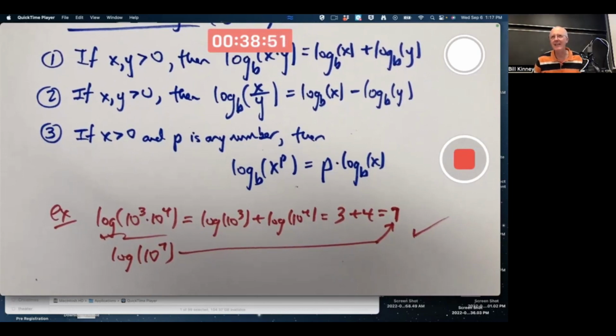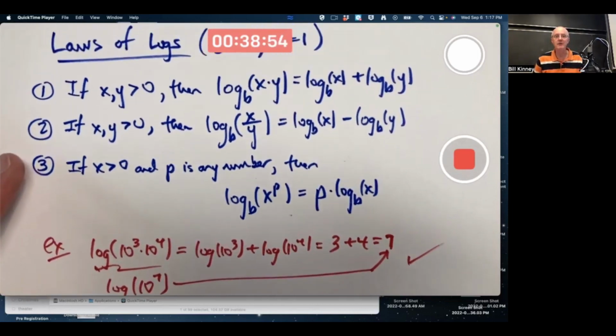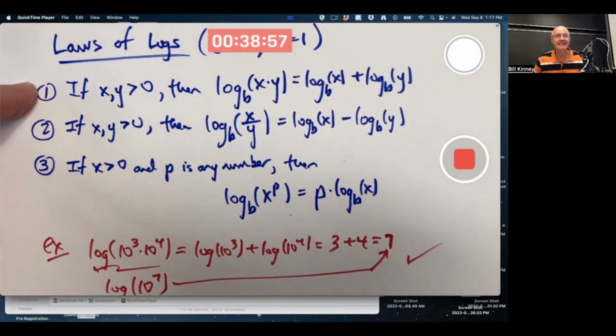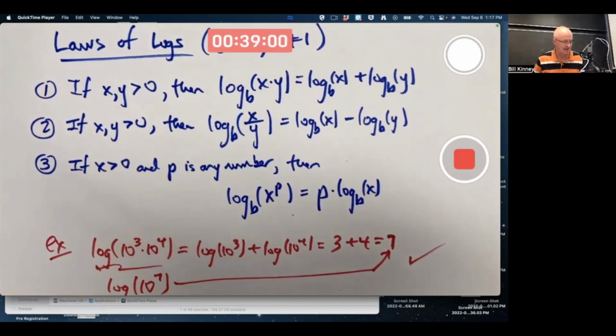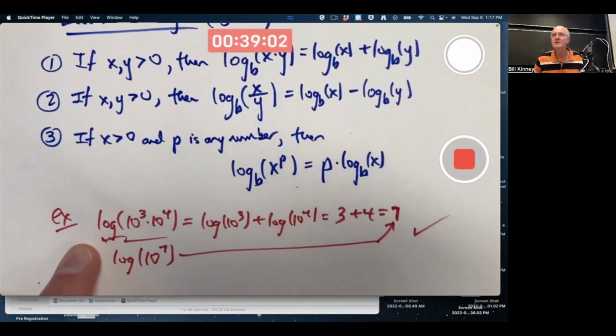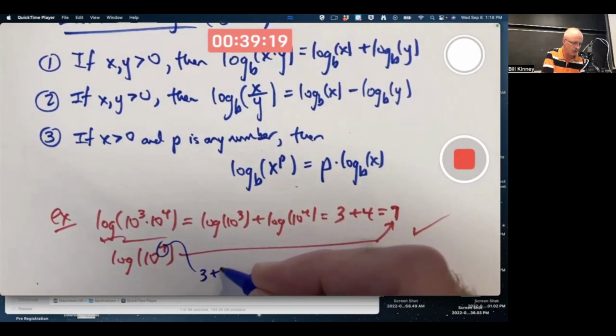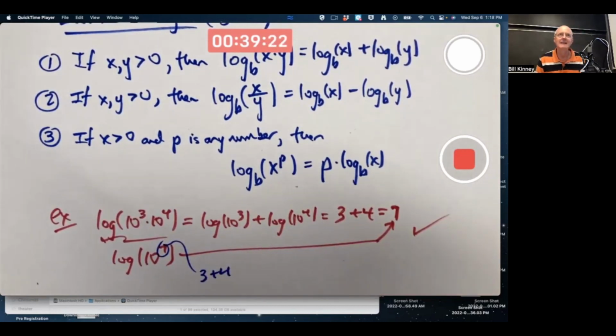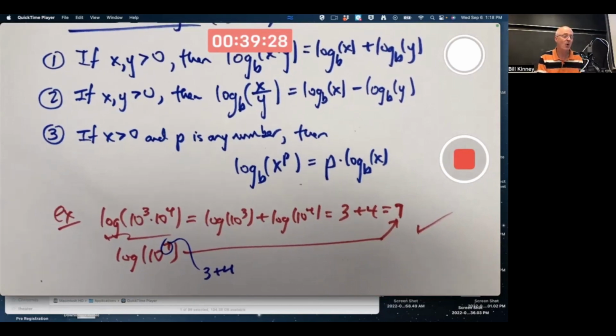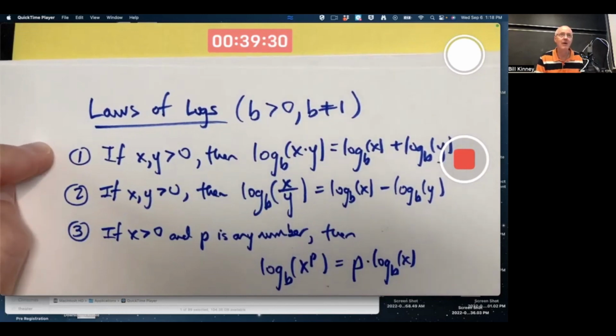Thinking about examples like that can help you remember, for example, property 1 if you forget it. However, this example is not a proof of property 1. It's an example that helps you remember it. It illustrates the property, though it does hint at a proof. It's got to be related to the fact that 7 is 3 plus 4. It's got to be related to that, a property of exponents. Let's prove property 1 right now.